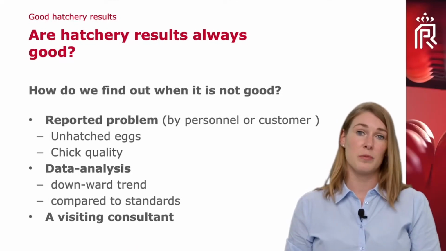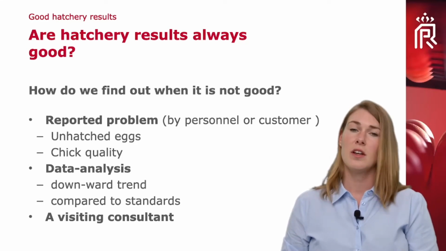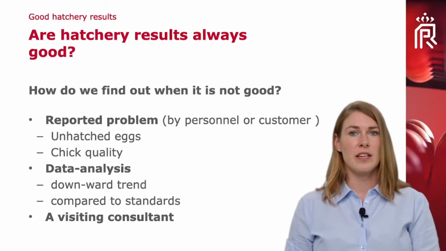Did you find it because the problem was reported to you, either by personnel or maybe the customer? Or did you do data analysis? Or maybe even a visiting consultant? So how do we find out when it's not good? Like I said, maybe your problem is reported to you by personnel or maybe a customer. This is usually something that stands out. A high number of unhatched eggs, or maybe the chick quality is low. Someone will immediately see it and will report it back to you.